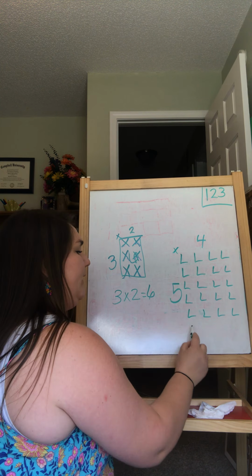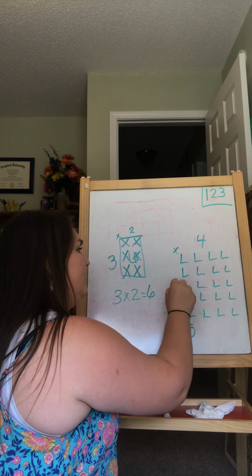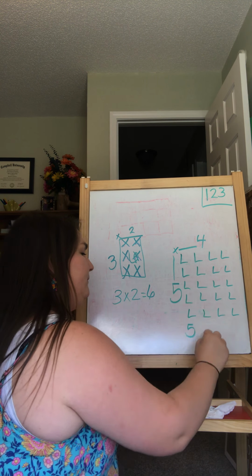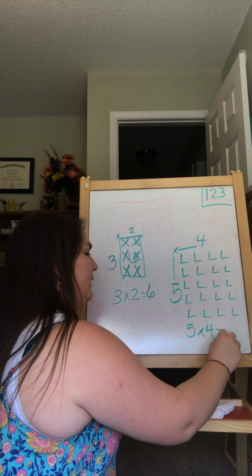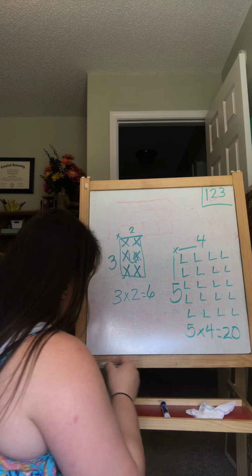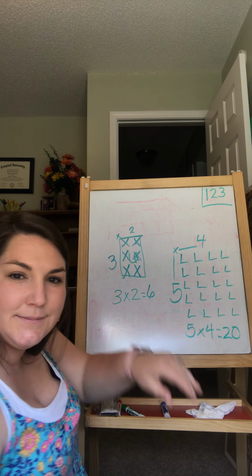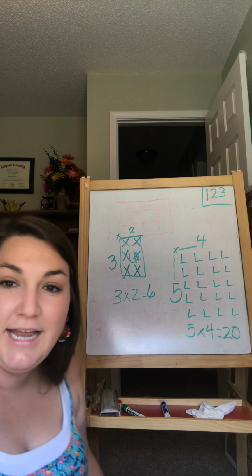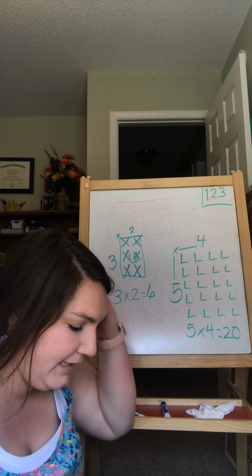Don't forget your symbol. I was saying 5 times 4. And what is 5 times 4? 20. Great job. Okay, so does that make sense? Great. So if you need extra help with that and you don't understand, please let me know.